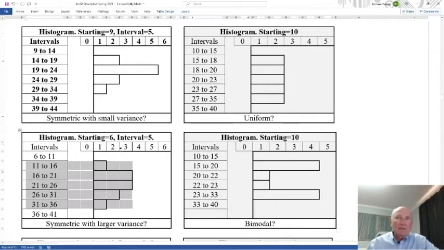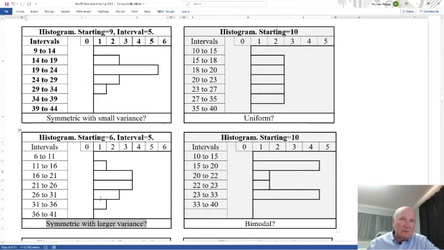And the actual mode here, the highest frequency, is much less because it's spread out. So does this mean the variance is larger? Well, yes, the variance looks larger on the histogram, but it's the same data set. But how can you misuse it?